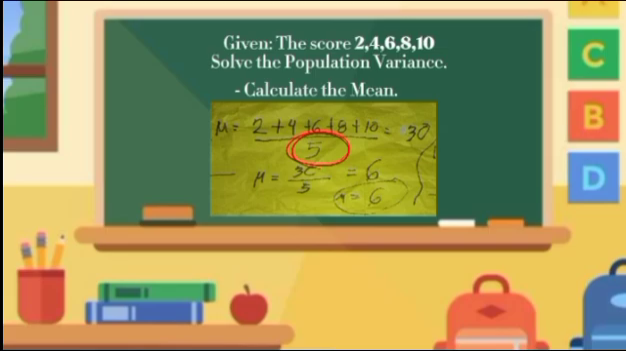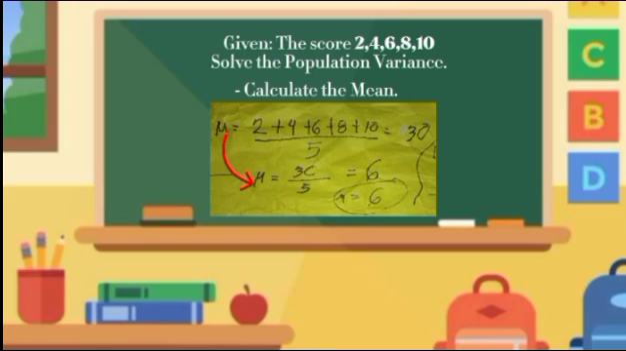So how to get the total number of the data? We count the given scores or the data set, right? So 1, 2, 3, 4, 5. Our total number of data is 5. And then to get the mean, we add this data. So 2 plus 4, 6 plus 6, 12 plus 8, 20 plus 10, 30.